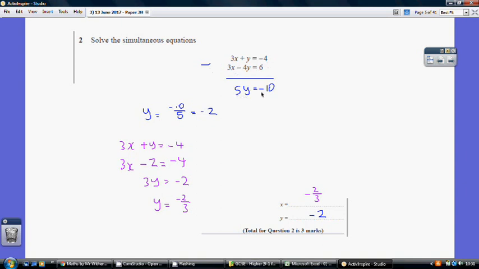So 5y equals minus 10. Divide both sides by 5, we get y being minus 2. So we can put that straight into the answer.